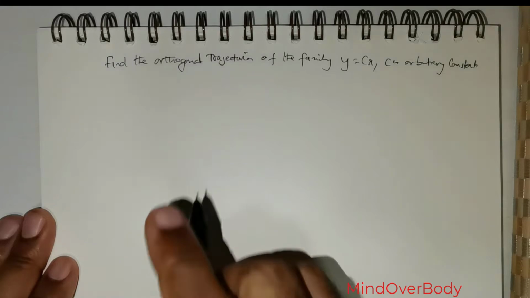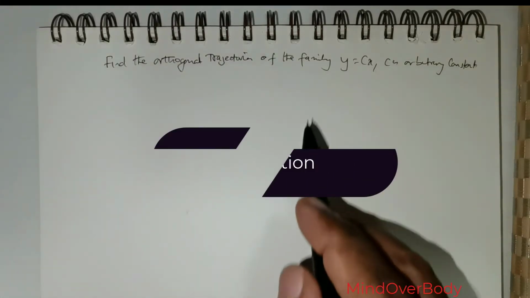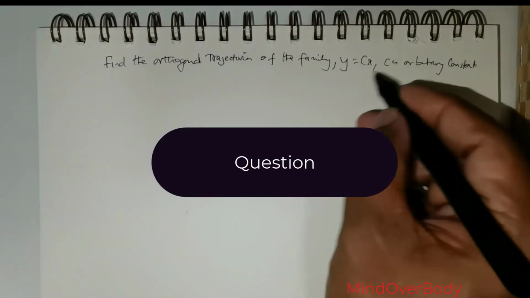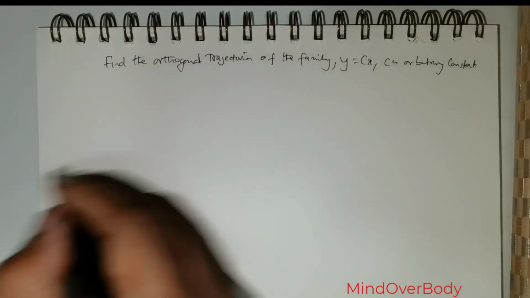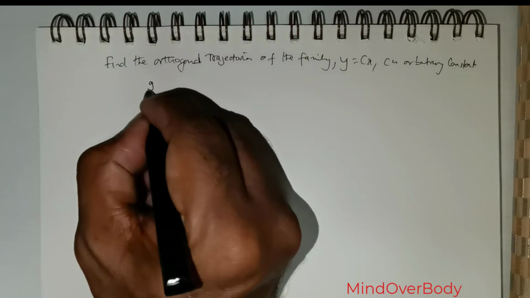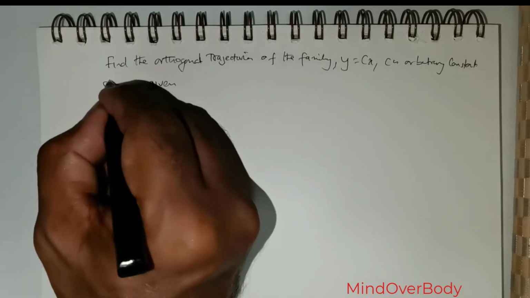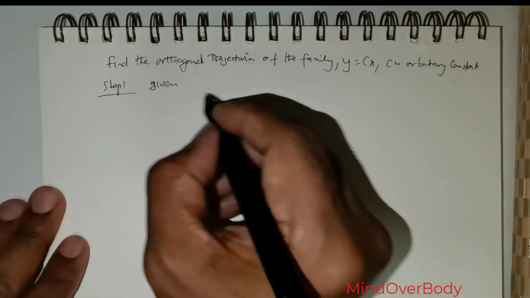Students, we are given this question. Find the orthogonal trajectories of the family of curves y is equal to c times x, where c is an arbitrary constant. So let me just write that down. So this is given. So this is our first step. In the first step we write the question down.